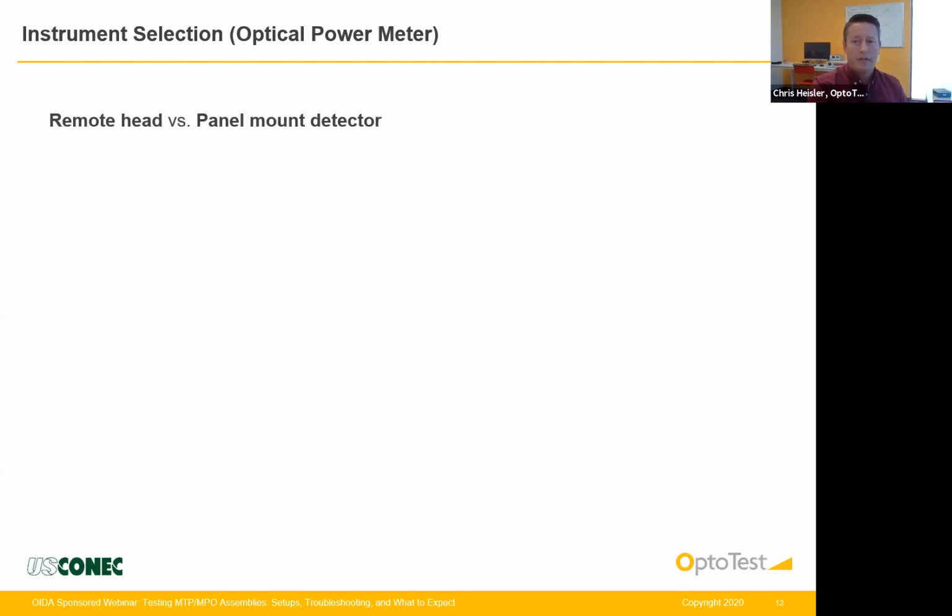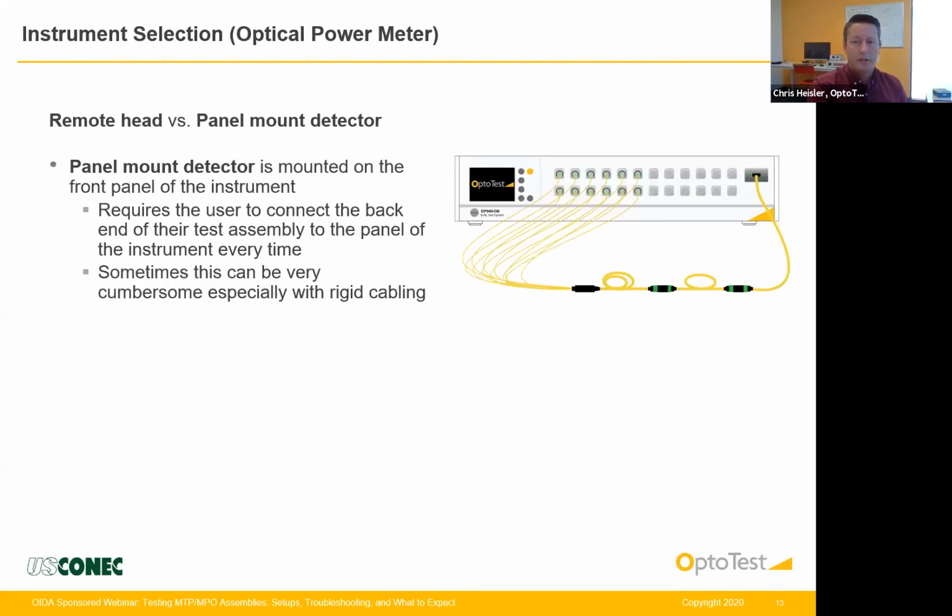There are two housings that a detector can come in. They come as either a remote head or a panel mount detector. A panel mount detector is mounted on the front panel of the instrument. This requires the user to connect the back of the DUT or receive cable to the panel of the instrument. With rigid cables, this can be very cumbersome.